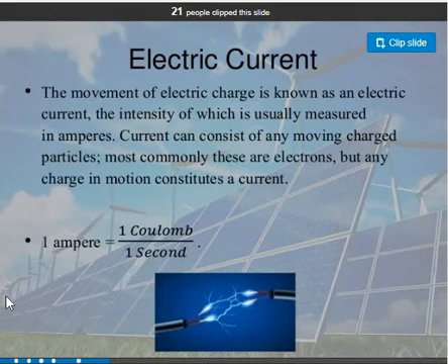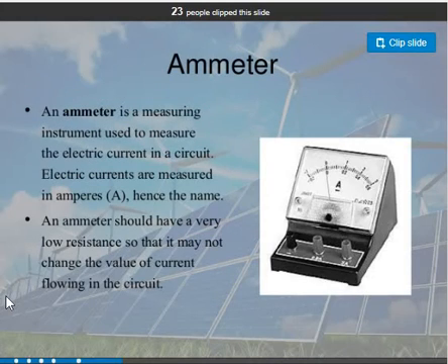Electric current means the movement of electric charge, and it is measured in the unit called ampere. 1 ampere is equal to 1 coulomb divided by 1 second. For measuring current, the device used is called an ammeter, and it is always connected in series, and it has very low resistance.